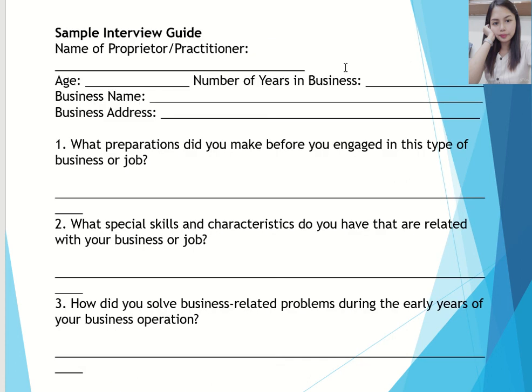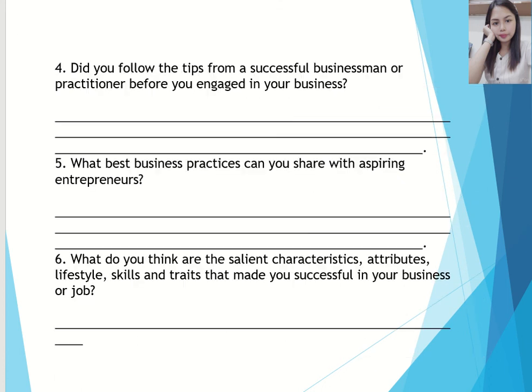These are the example interview guide questions. You just write the name of the proprietor or practitioner, and the business name. For example, in your community, you can ask: What preparations did you make before you engaged in this type of business or job? What did he go into before he had a computer shop? What special skills and characteristics do you have that are related to your business or job? How did you solve the business problems during the early years of your business operation? Did you follow tips from a successful businessman or practitioner before you engaged in the business? What best business practices can you share with aspiring entrepreneurs, and what do you think are the salient characteristics, attributes, skills, and traits that made you successful in your business or job? These are the guide questions that you need to ask a successful businessman.